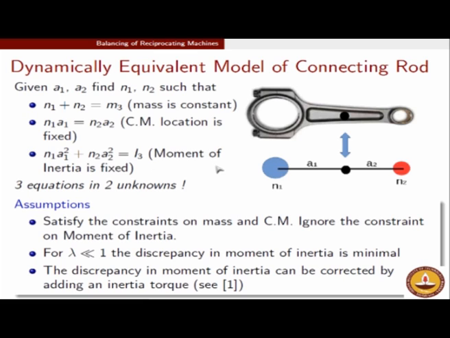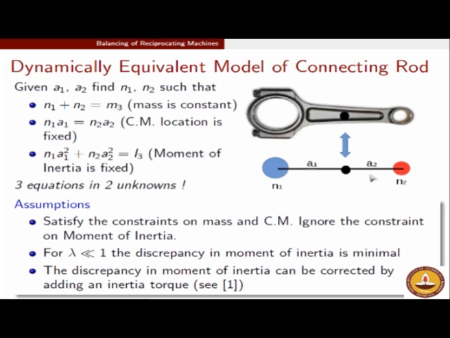And lastly, the moment of inertia should be the same. If the moment of inertia of the connecting rod is I3, the moment of inertia of the simplified connecting rod about the same center of mass, that is the moment of inertia of this mass N1 times A1 squared, plus N2 times A2 squared, should be equal to I3. So, we have to find A1, A2, N1, N2 such that all these three conditions are satisfied.